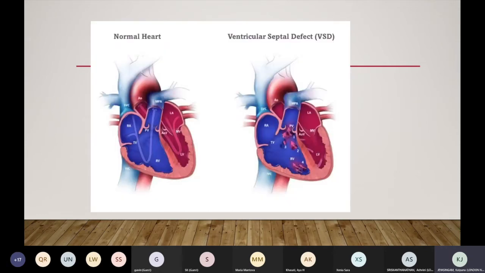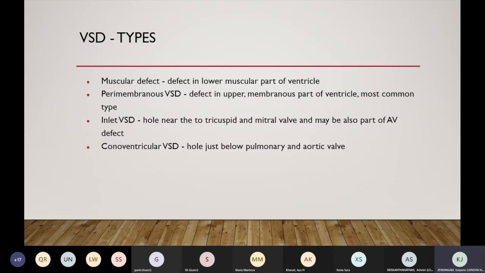Again, you can see a picture here, like I think it's counted as 4, where you have this defect in the septum between the right ventricle and the left ventricle, and all of a sudden you have a direct pathway between the left and the right ventricles. Again, there are different subtypes of where along the septum the defect is.